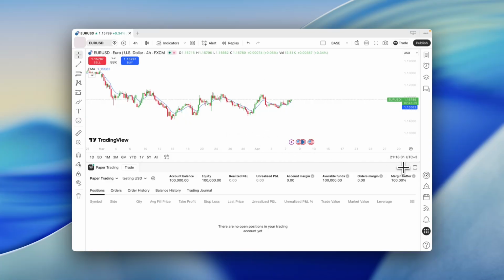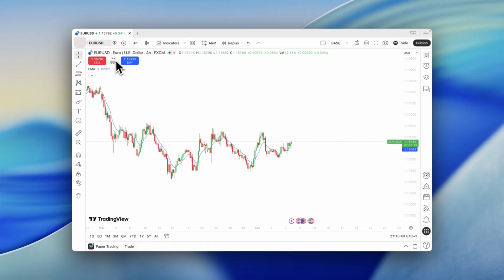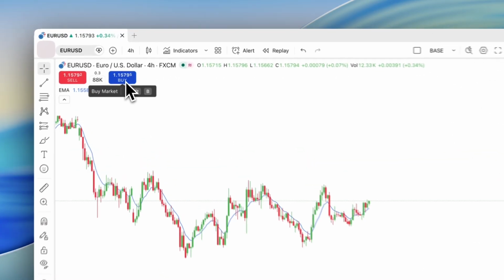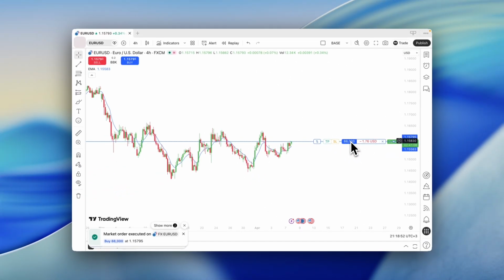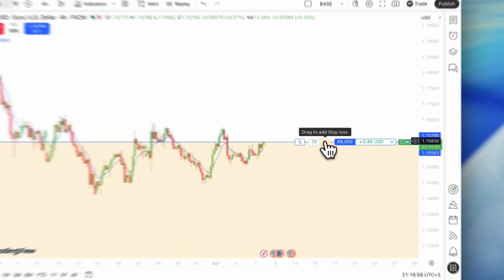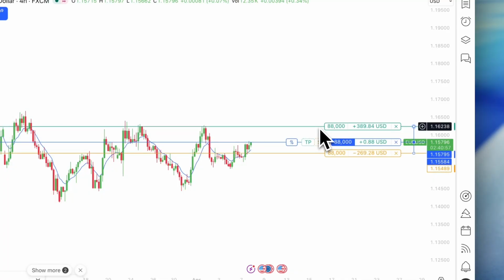In order to enter your first trade using this paper trading feature, once you've connected, we can minimize this, and then all you need to do is edit the position size, which for us is a quantity of 88,000. And then you can simply click on buy or sell, and that is how you would be executing your first trade on the paper option for TradingView. And then you can obviously drag your stop loss, your take profit, and so on and so on.